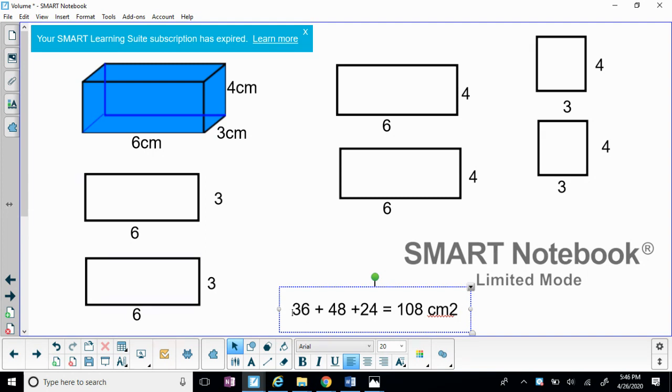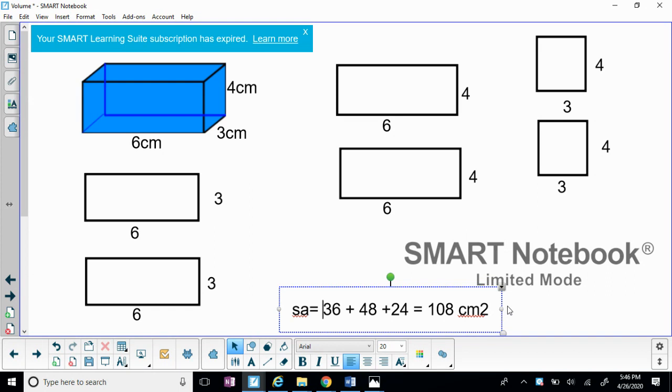So if it helps, you can put SA equals, surface area equals, 36 plus 48 plus 24, for a grand total, a grand surface area of 108 centimeters squared, okay?